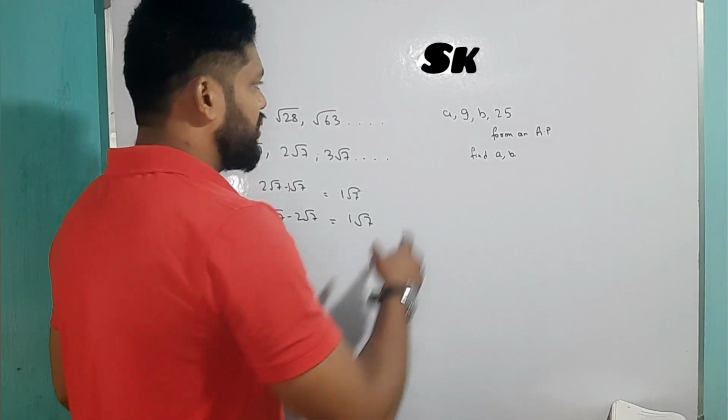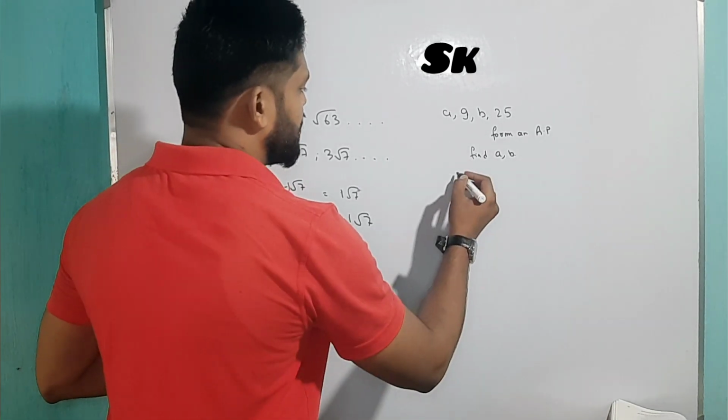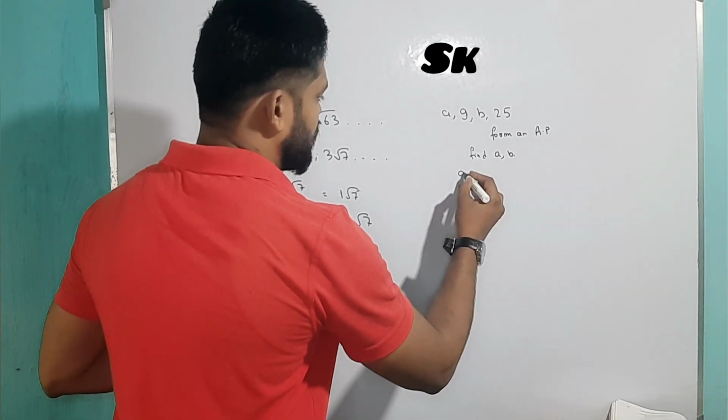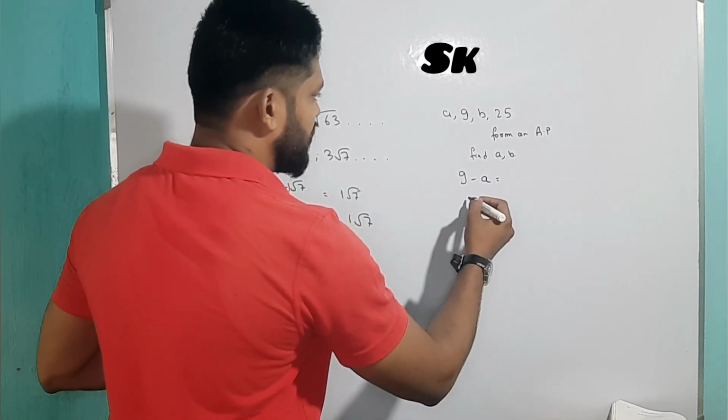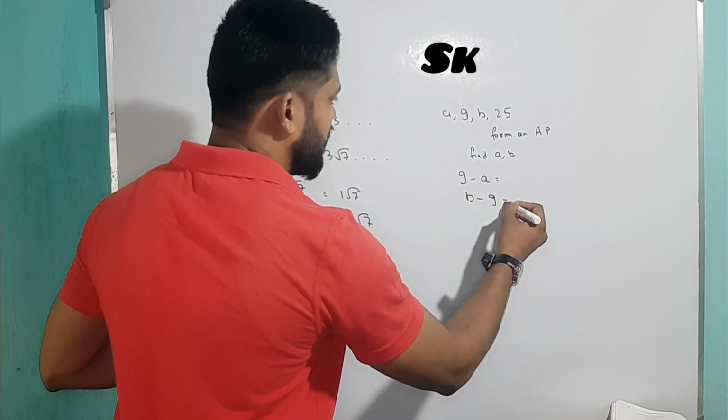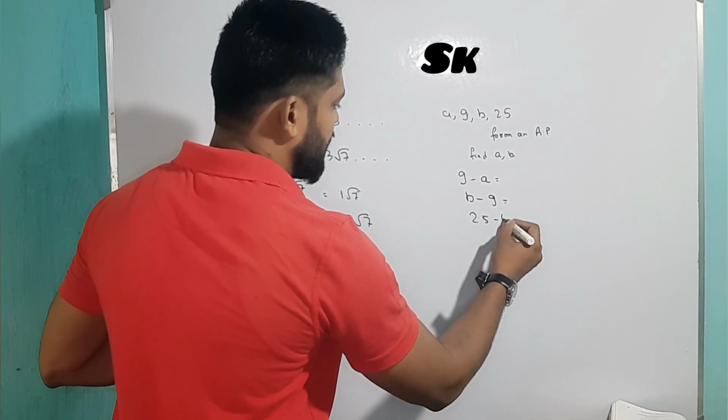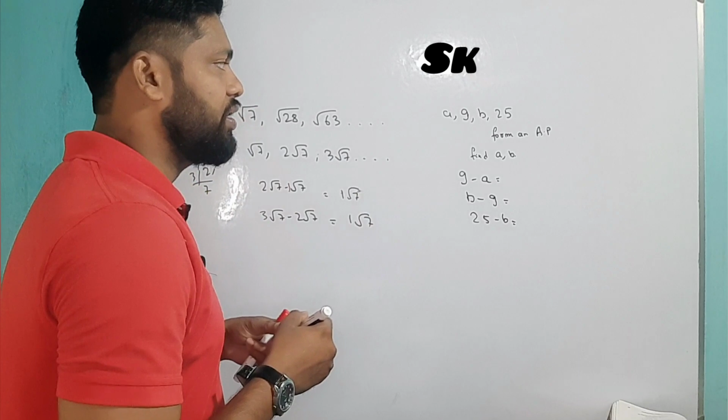What is the condition for that? The second term minus the first term, everywhere the common difference will be the same. So according to that, whatever answer you get for B minus 9, the same answer should be there for 25 minus B. Clear? This is what I am saying.